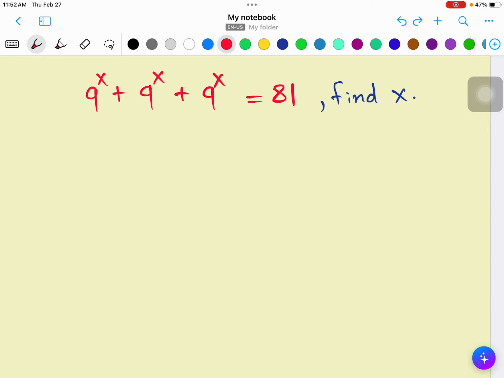In this video, I would like to explain a series math algebra question. 9 raised to x plus 9 raised to x plus 9 raised to x equal to 81. Find x. The coefficient of 9 raised to x is 1.